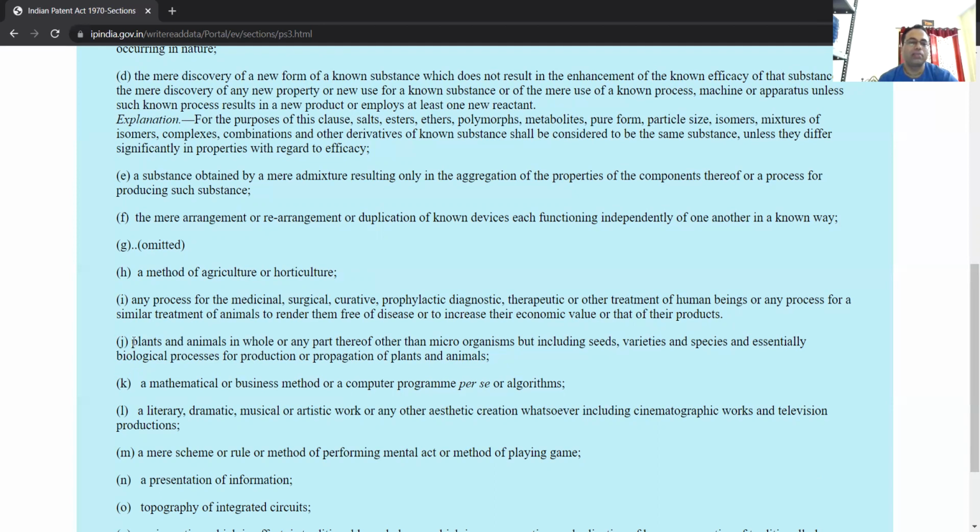Section J says plants and animals in whole, the total plant, or any part thereof other than microorganisms but including seeds, varieties and species, and essentially biological processes for the production or propagation of plants and animals. So these are also not patentable.